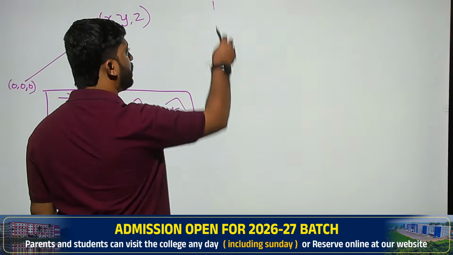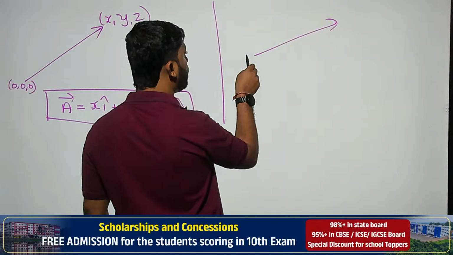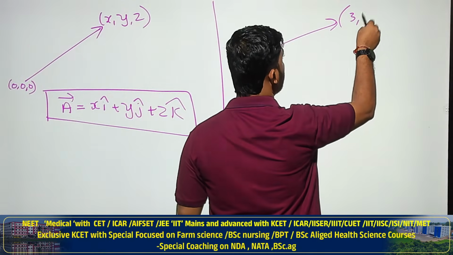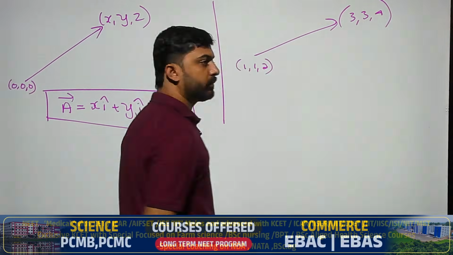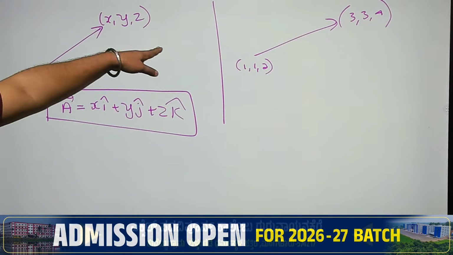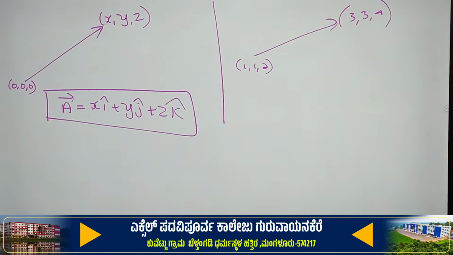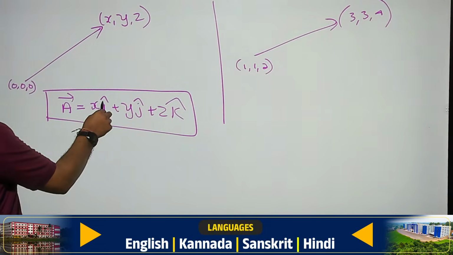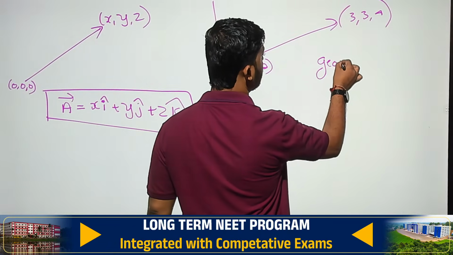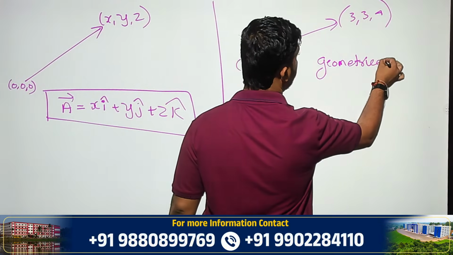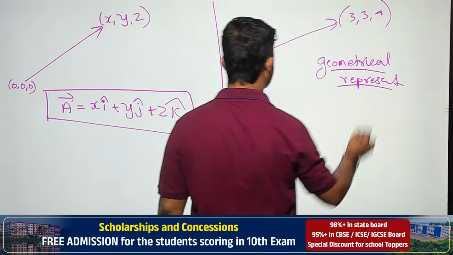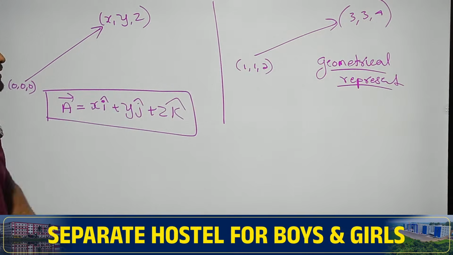If a vector has tail coordinates 1 comma 1 comma 2 and head 3 comma 3 comma 4, how to represent this geometrical form in a mathematical form? This is the geometrical representation of a vector. Now, what will be the mathematical representation?